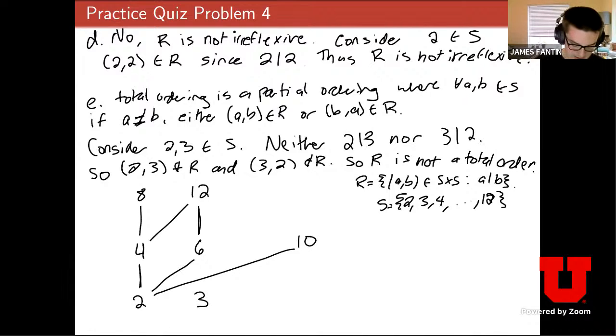For 3, we have 3 is related to 6, and we can place it here. And then it's also related to 9. We've got 4, and 5 would be related to 10. And then 7 and 11 are out over here, not related to anything because nothing in our set S is divisible by 7 or 11. So this is what we would have for the Hasse diagram.